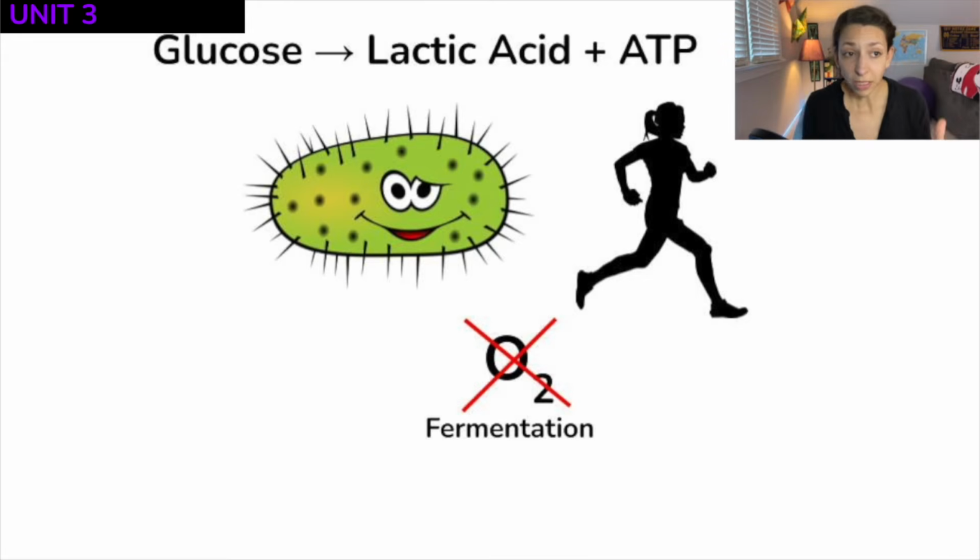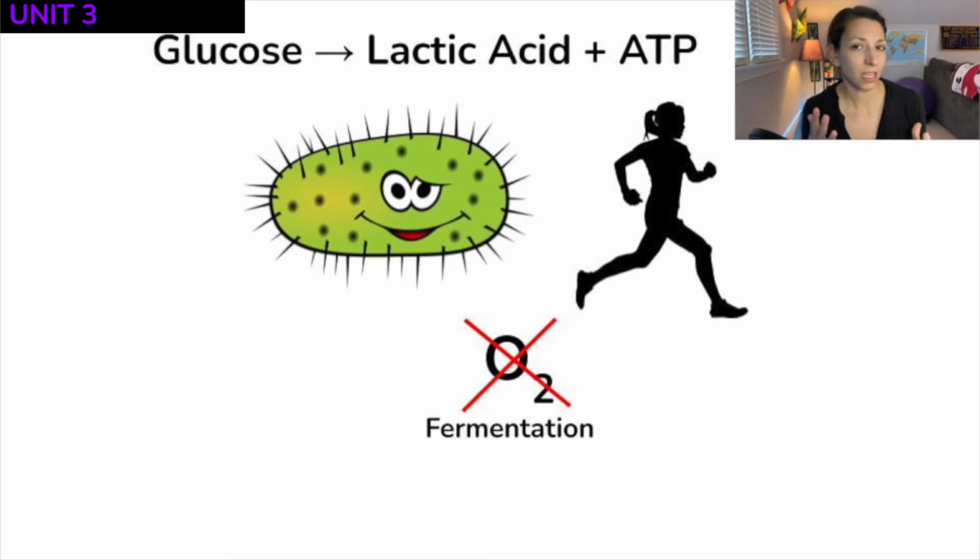So in our muscle cells, for example, this is one type of fermentation here, which is called lactic acid fermentation based on one of the byproducts. So instead of having glucose and oxygen working together, we just have glucose. And at the end of these reactions, we are left with lactic acid and ATP.